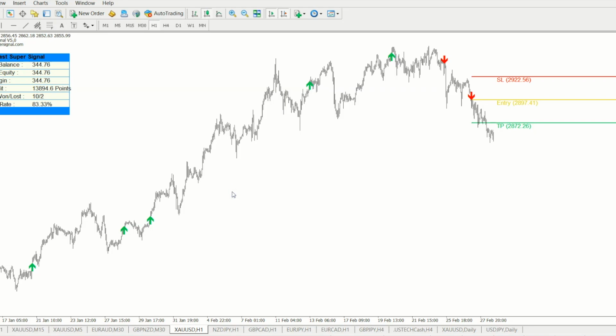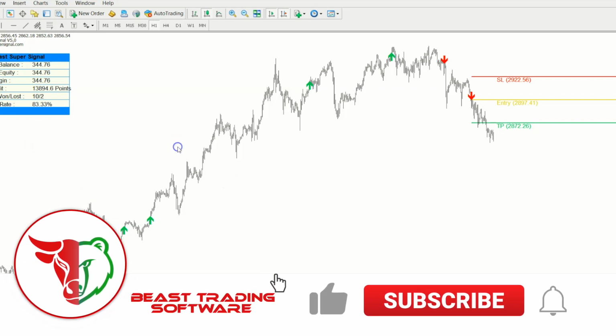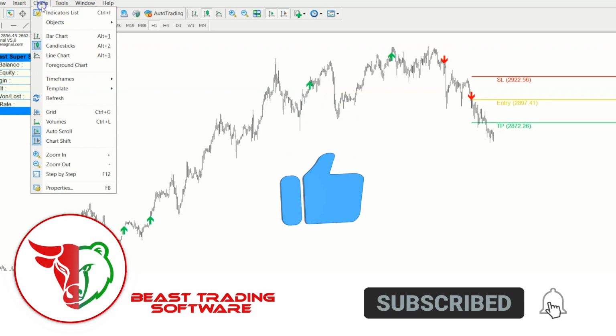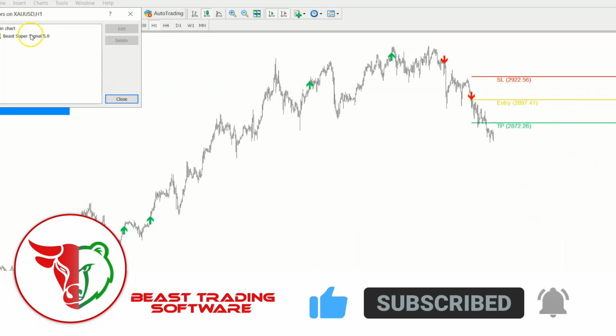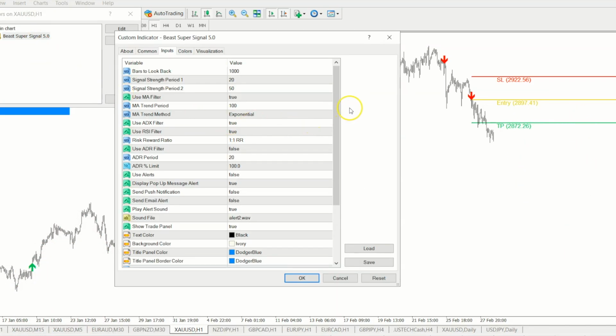So, version 5. I think the best way to show you what's changed is to go straight into the settings so you can see, and then you'll be able to compare with what we had in the previous version 4.3 and version 4.4 of the EA. First of all, you'll see that now there are two signal strength periods. Before there was only one, now there are two. What this means is that there is now an extra layer to determine the signal strength quality.